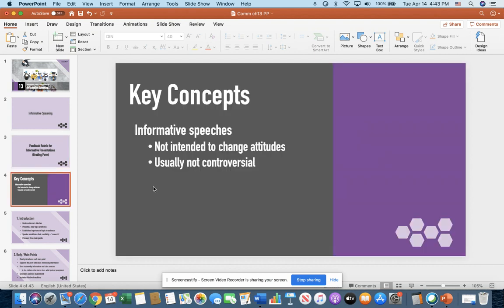So the key concepts about informative speaking, and this is in comparison particularly to persuasive speeches: informative speeches are not trying to change attitudes, opinions, beliefs, behaviors, perspectives. They are just bringing information.